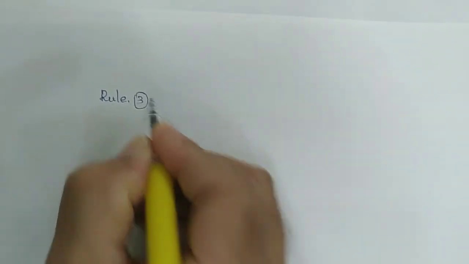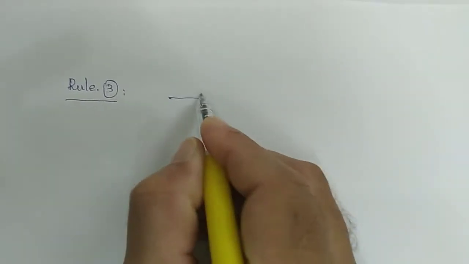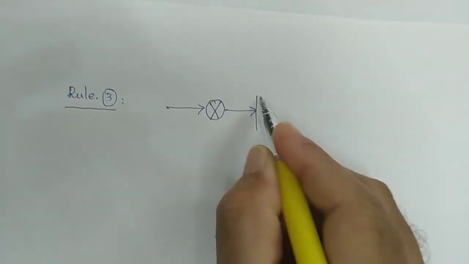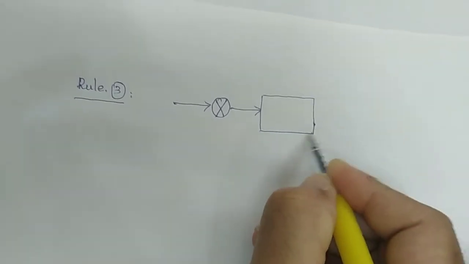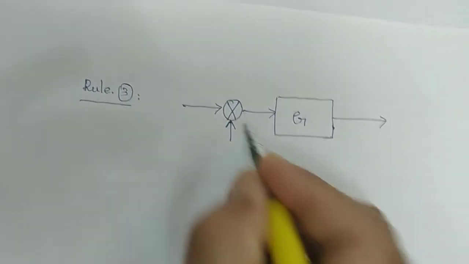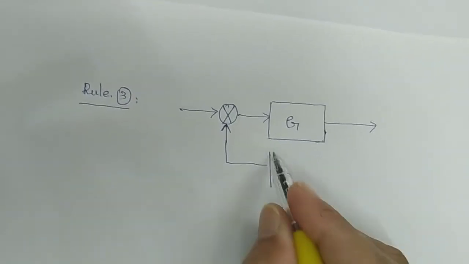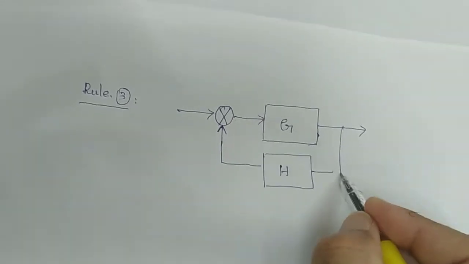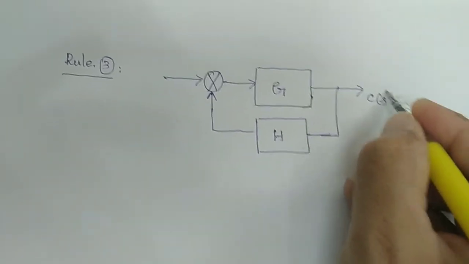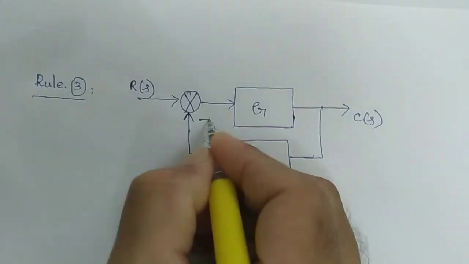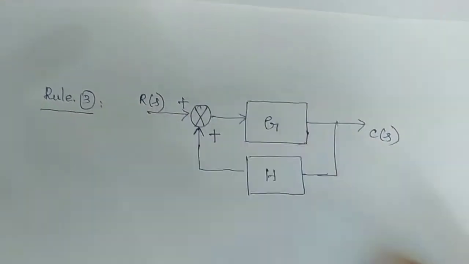Rule number 3. It is also similar to this one. Let us say this is your K, and this is your feedback element H. This is part of the output you are giving. This is your C of S, this is your R of S. This is with positive feedback, so this is plus. Let us say the input is always plus.